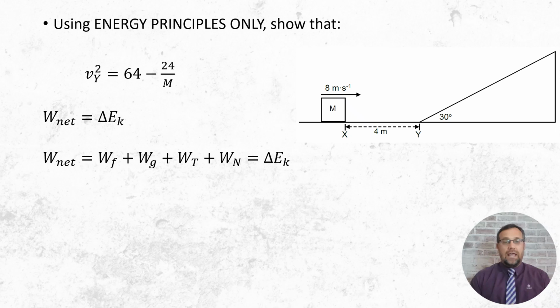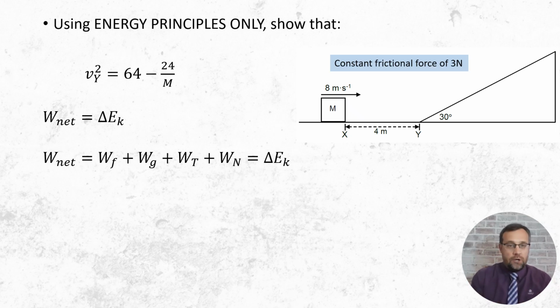Let's now look at the work done by each force individually. We have a constant frictional force of 3 newtons. So we know that there will most definitely be work done by friction. Now, work done by gravity. This value is equal to 0 because the block remains on a horizontal surface. There's no vertical displacement. There is also no tension acting on the block, so the work done by tension or an applied force is equal to 0.